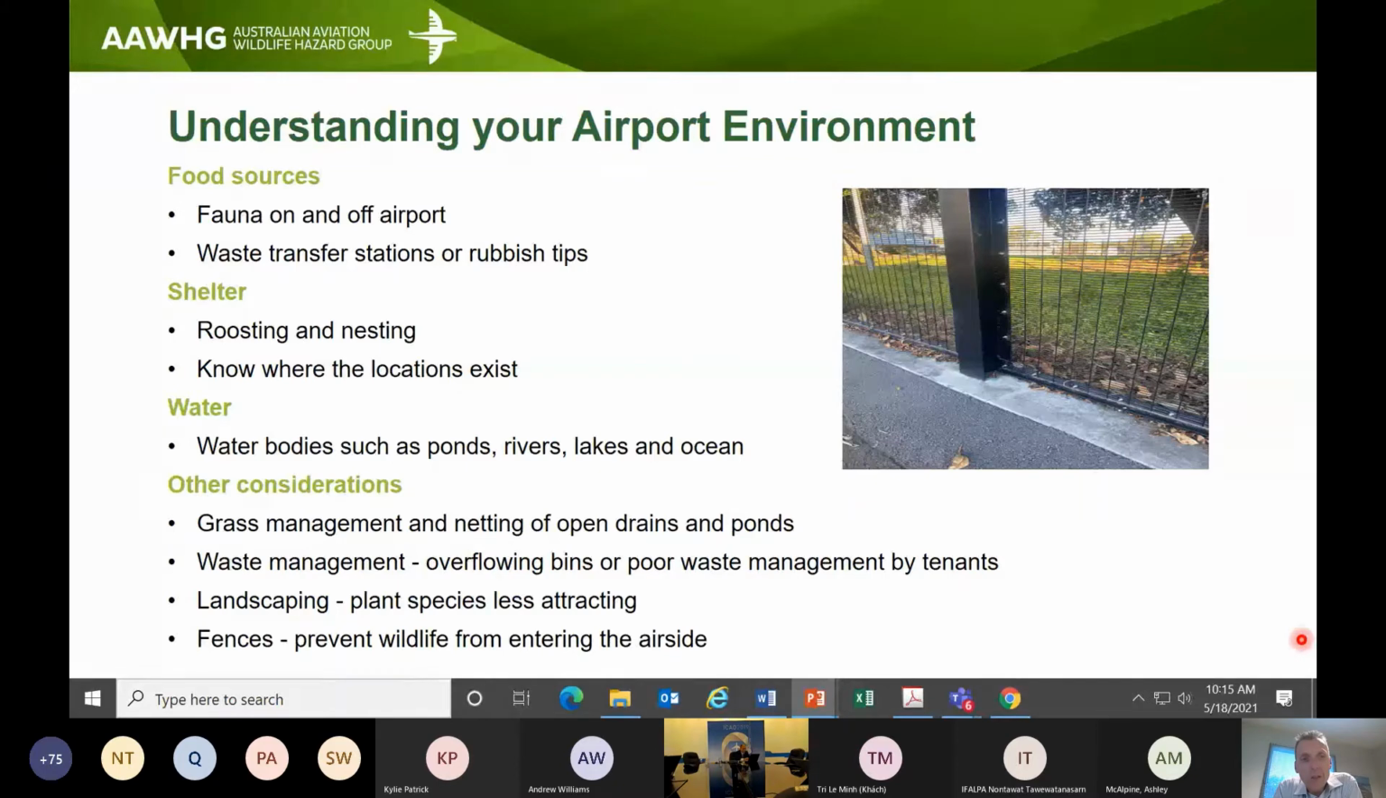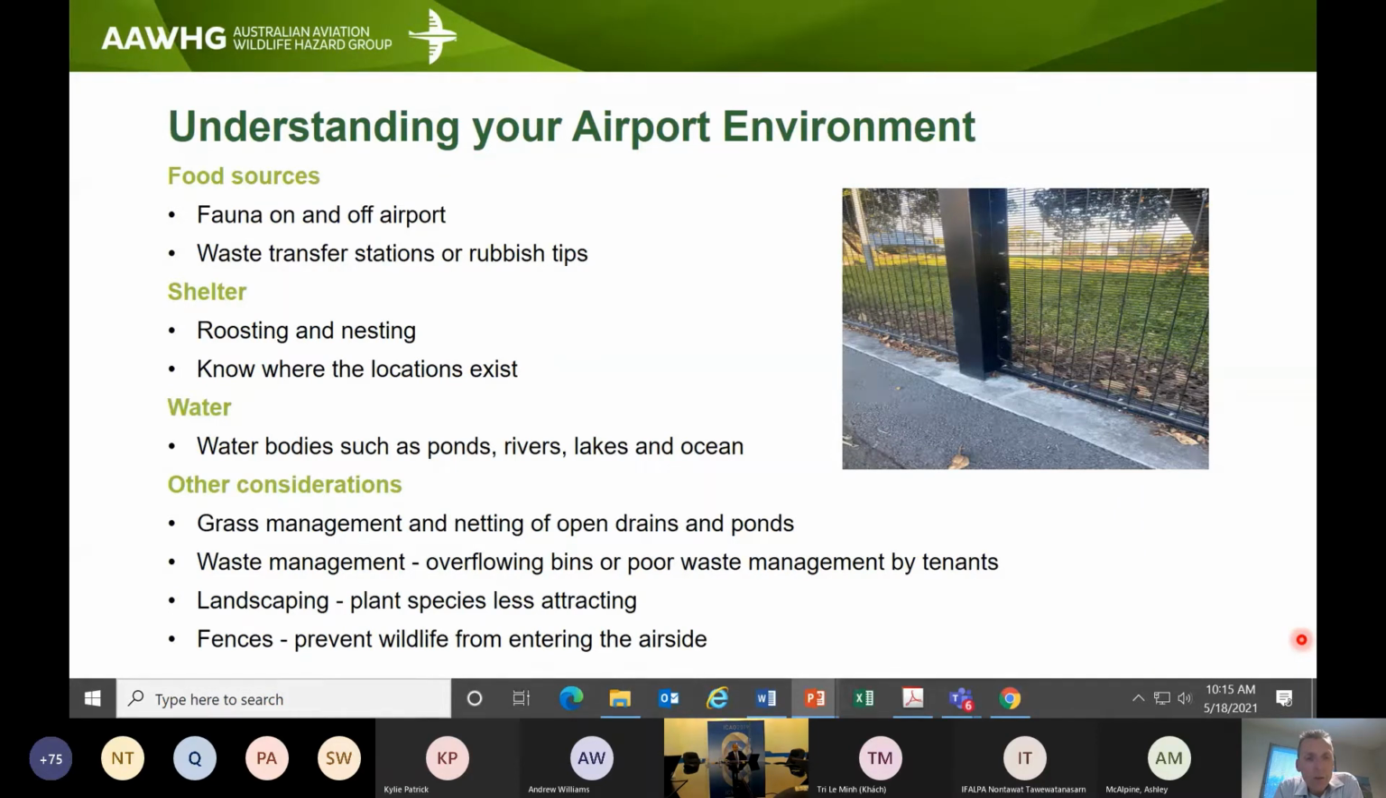The next one is they will look for shelter. So if there's any roosting and nesting opportunities, they will always use those, especially if you've got some raptor birds. They often do roost, looking for their next prey. You need to know where these locations are, and there might be some times where you might be able to put some effective management tools in place, like bird spikes or whatever, to certainly reduce those roosting areas. And trees, depending on which trees, they actually become a nesting opportunity for birds as well.